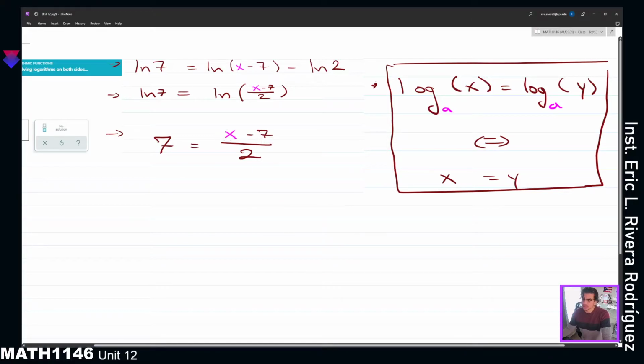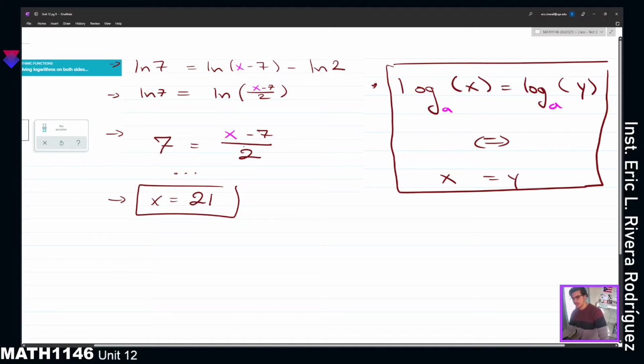Okay? Here, what you will do is multiply both sides by 2 and then add 7 to both sides. The value of x is going to be 21. I'm not putting those steps here in the middle, so I leave it to you to figure out what steps those are, or to write down those steps and reach the same conclusion.